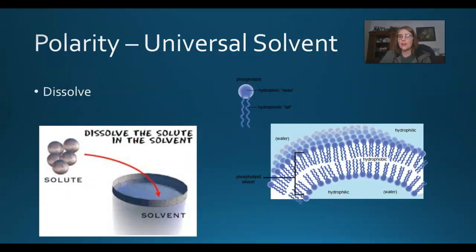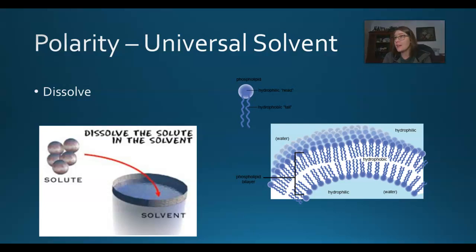Okay, another really important thing that's caused by polarity is that water is a universal solvent. So you might have heard of that before. Universal solvent basically means you can dissolve almost anything in water. I know you can already think of something that we can't, and we'll talk about that in a second. But water dissolves a lot of things.